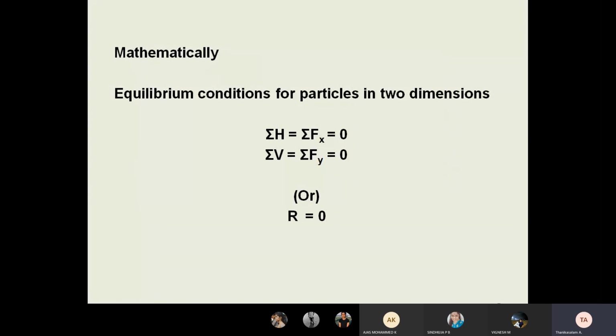This is the equilibrium equation for statics of a particle in 2 dimensions, for coplanar forces acting on a particle. The equilibrium equation is summation of H equal to 0. Summation of H means adding all horizontal forces equal to 0. Summation of V means adding all vertical component forces equal to 0. Or simply you have to say R equal to 0.